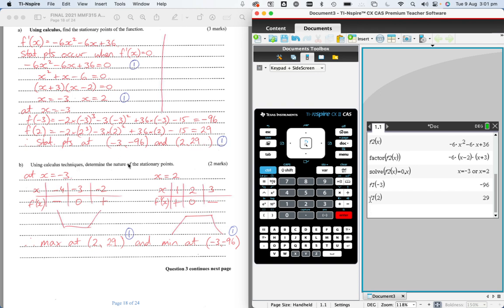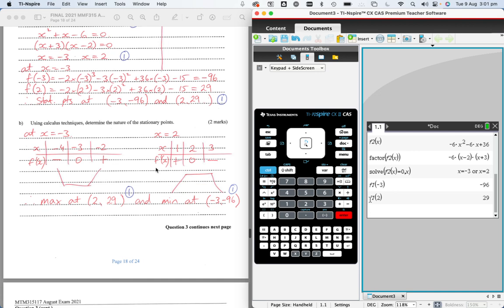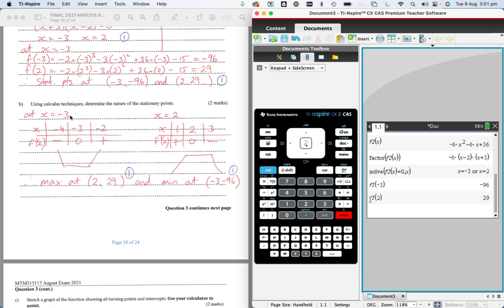Using calculus techniques, determine the nature of the stationary points. Okay, so this is the approach you can't really get out of doing.